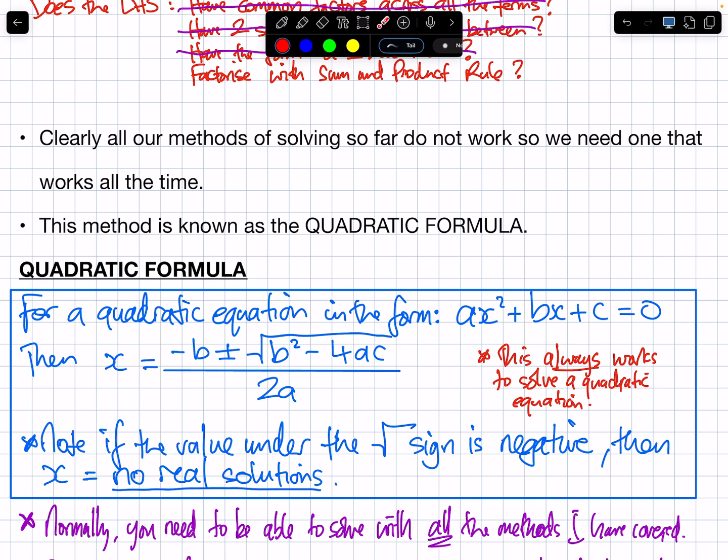So again, the quadratic formula: x is equal to negative b plus or minus the square root of b squared, take 4ac all together, and then you divide all of that by 2a.